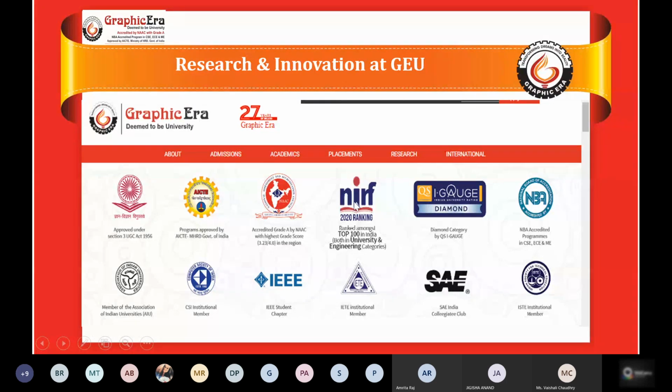Then we have a QS I-Gauge Diamond rating. We have different programs, which are NBA, National Board of Accreditation, NBA graded programs. So this is one of the very important achievements of the university, and which gives you an idea and which makes you proud that okay, I am in the university where the programs are NBA accredited.